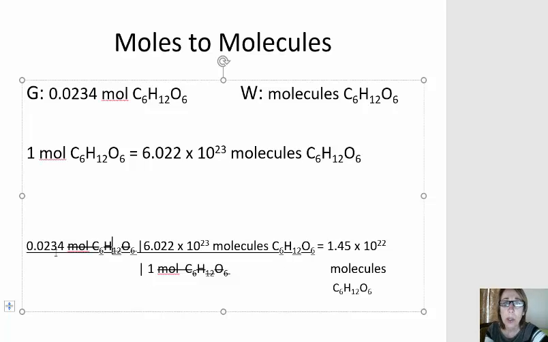So I multiply 0.0234 by 6.022 times 10 to the 23. Dividing by 1 doesn't change its value, and I get an answer with 3 sig figs of 1.45 times 10 to the 22. And this makes sense because 10 to the 22 is an absolutely enormous number, which is what we expect when we're dealing with a measurable amount of a molecule, such as 4.21 grams.